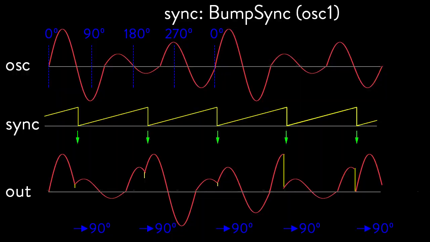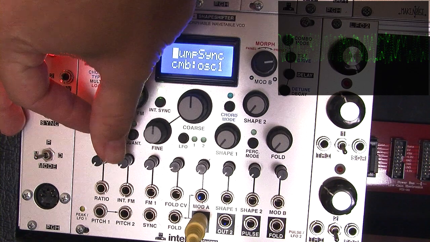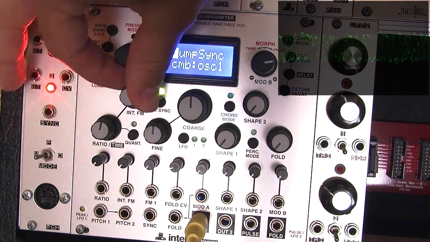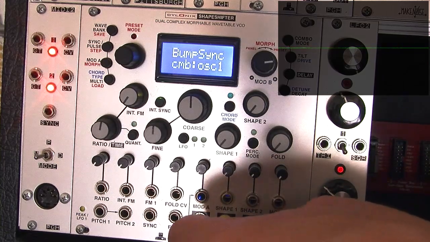So in bump sync, oscillator 1, every time a synchronization event occurs, oscillator 1 is going to be bumped in its phase by 1/4 of the phase. Oscillator 2 will be bumped by 1/8 of its phase.